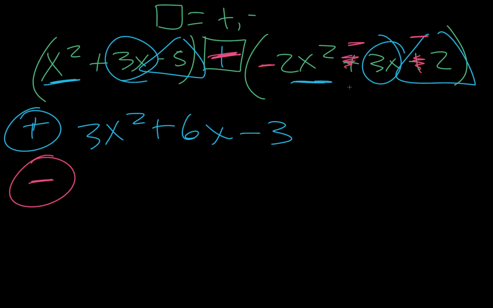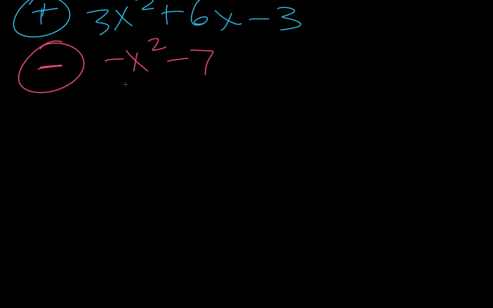Alright, now we just combine like terms again. So x squared, negative 2x squared would be negative x squared. 3x, negative 3x would cancel and go away, so I don't write anything. And then negative 5, negative 2 would be negative 7. Once again, it was only defined as addition and subtraction, so I don't need to do multiplication. So let's do one more of those.